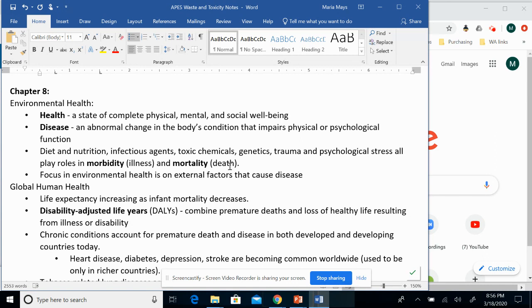Diet and nutrition, so what you're eating, infectious agents, bacteria, viruses, toxic chemicals, things like mercury or arsenic, genetics, so that's what you're born with, trauma, and then psychological stress can all play roles in morbidity, the illness, and mortality, which is death. The focus in environmental health is on external factors that cause disease. So we're not really going to focus on the genetics as much as the other parts of this. And even that, we don't spend as much time on the effects of trauma and psychological stress just because those areas have not previously gotten as much research. We will kind of mention a couple things as we go through.